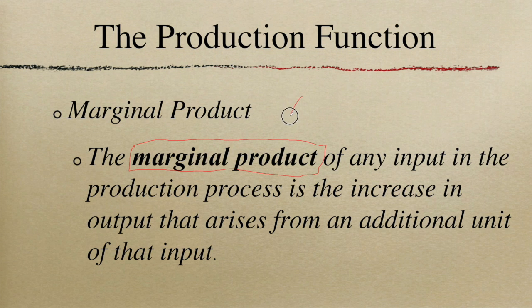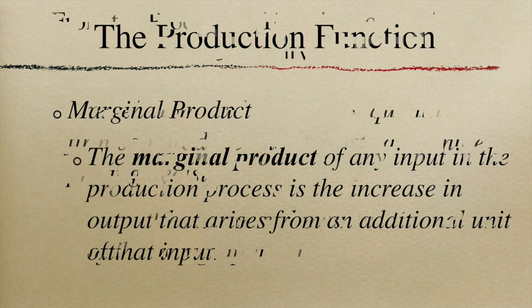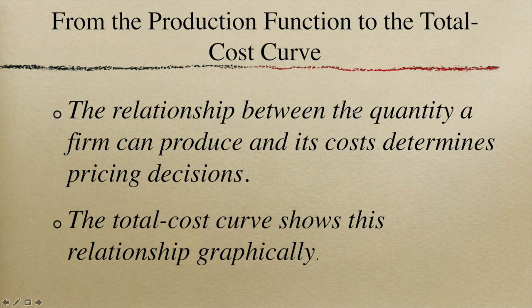And the formula for the marginal product is the change in output over the change in input. And delta is the mathematical symbol for change. The production function is important because it shows us the relationship between a firm's productivity and its cost. And this becomes really important when the firm decides whether or not to produce a good and what price to set that good for. And the total cost curve shows us this graphically.